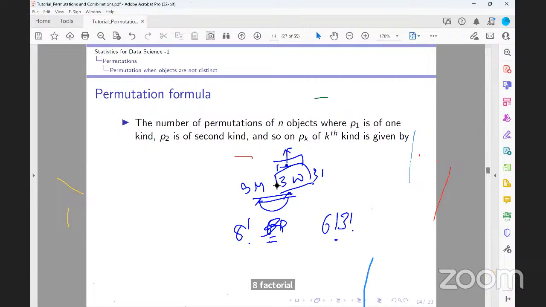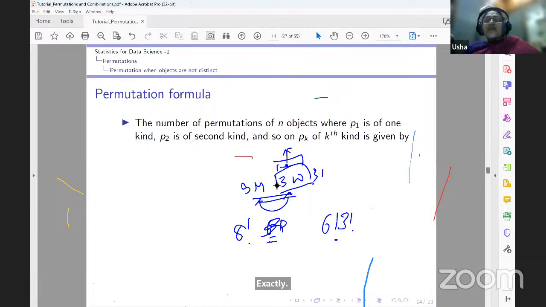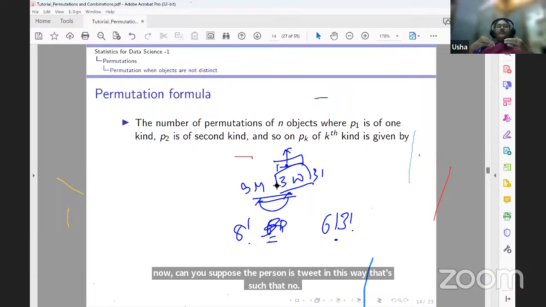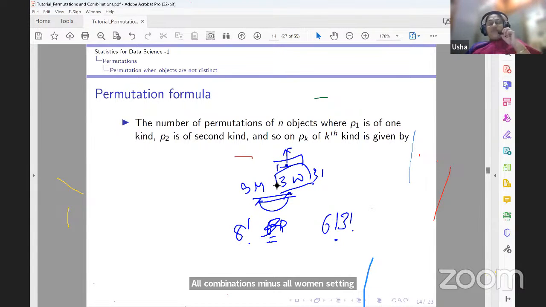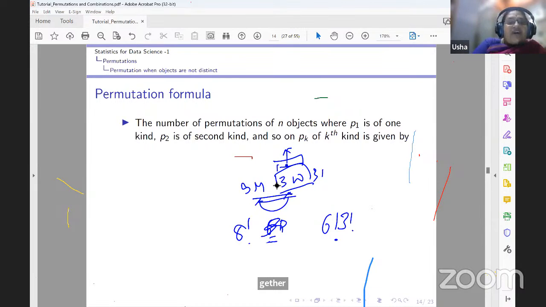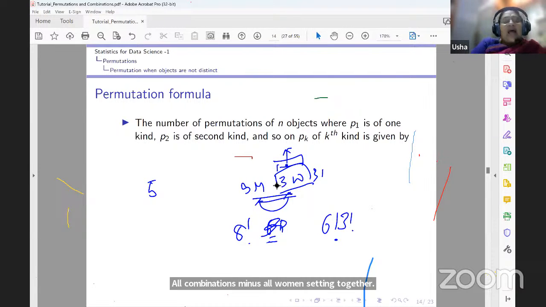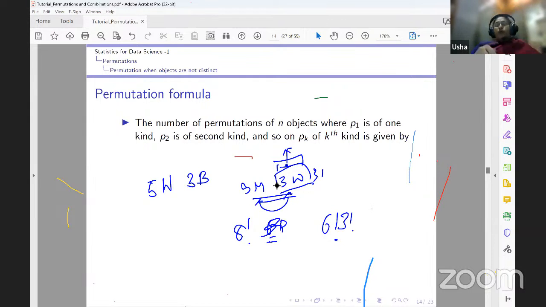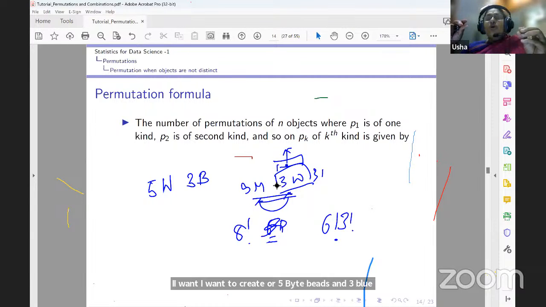All combinations minus all women sitting together. So this is how you are going. So the first step is, see the first thing, I have 5 of anything. You'll have problems of the kind where I have 5 white balls and 3 blue balls, or 5 white beads and 3 blue beads. I want to try and put them in a string. How many ways can I put them in a string?